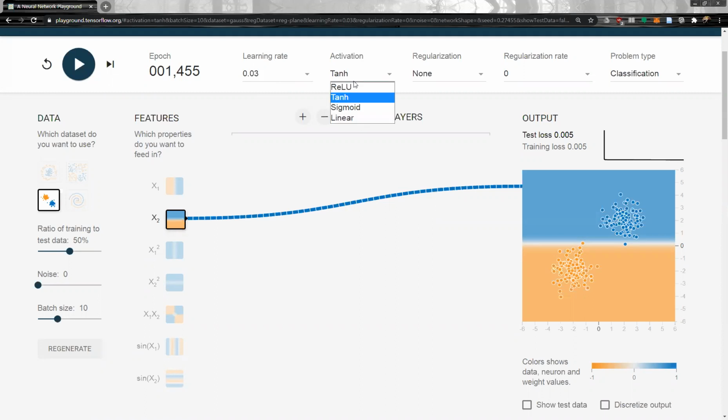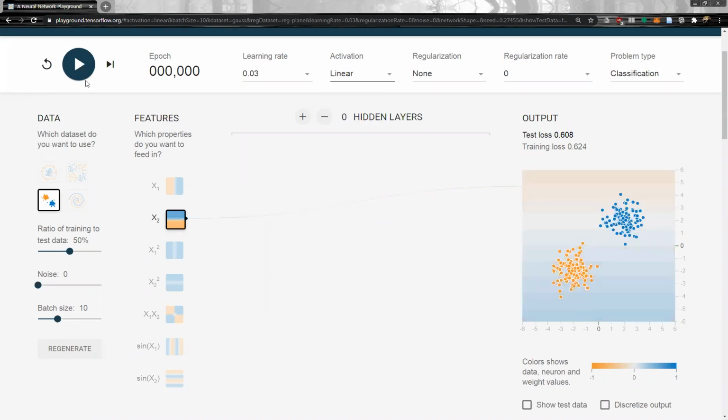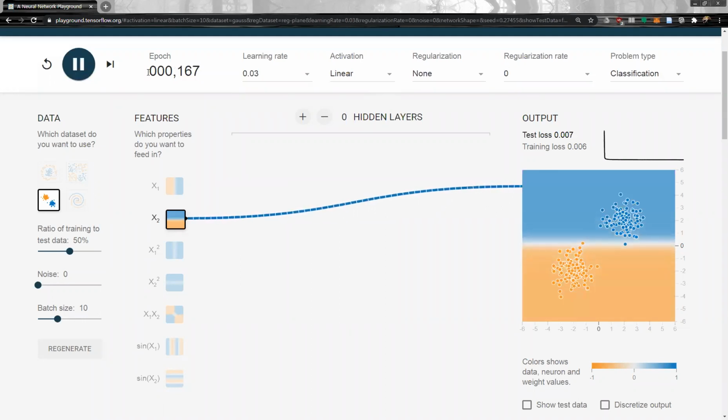Activation. We have a bunch of functions: ReLU, tanh, sigmoid, linear. The ReLU function looks like this. Then we have tanh, and tanh and sigmoid look like this. And the linear function is, of course, this one. In this case, even if we use linear, it doesn't matter. Tanh, ReLU, everything should work similarly. They're fine.